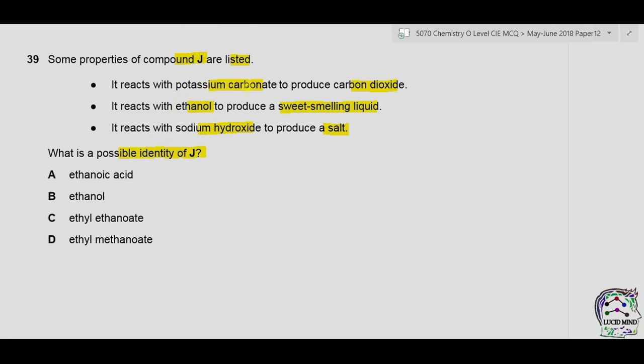Now for the first one we know that carbonate reacts with acid to produce carbon dioxide. In the second property we know that ethanol reacts with carboxylic acid to produce esters. Ester is a sweet smelling liquid. From the third option, we can infer that sodium hydroxide is an alkali, so alkali reacts with acid to produce a salt along with water. So compound J is an acid, it is not an alcohol, it is not an ester. The correct option is therefore A.